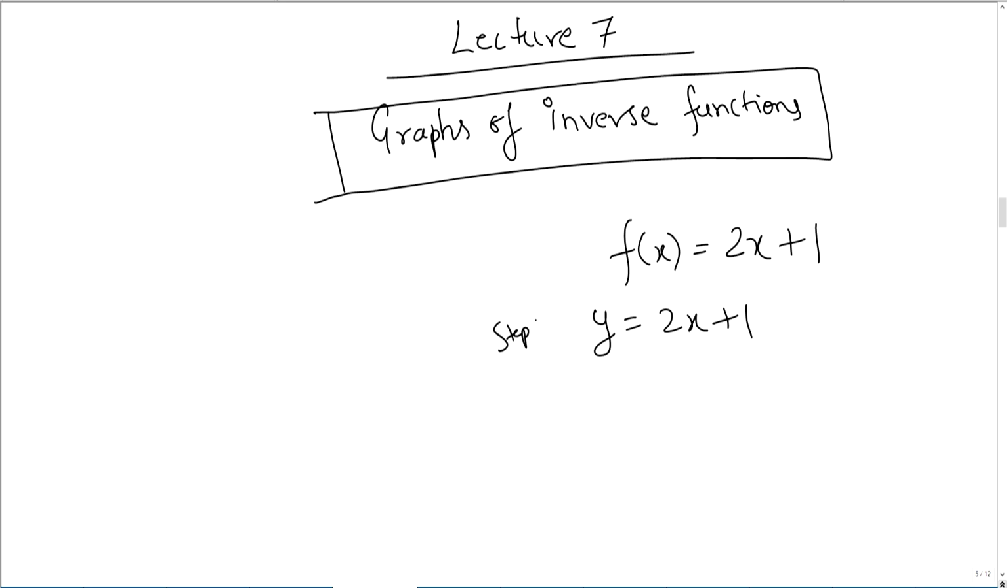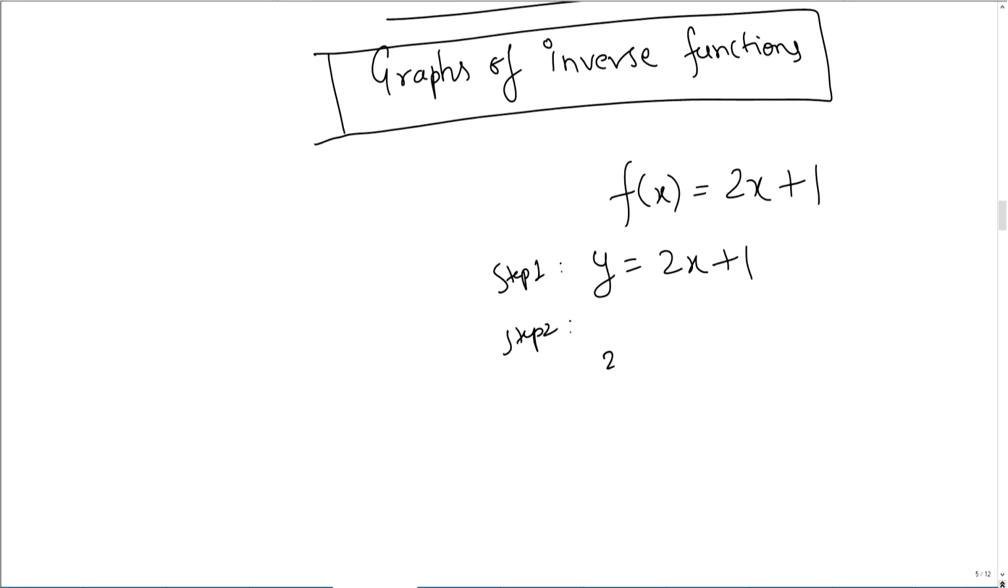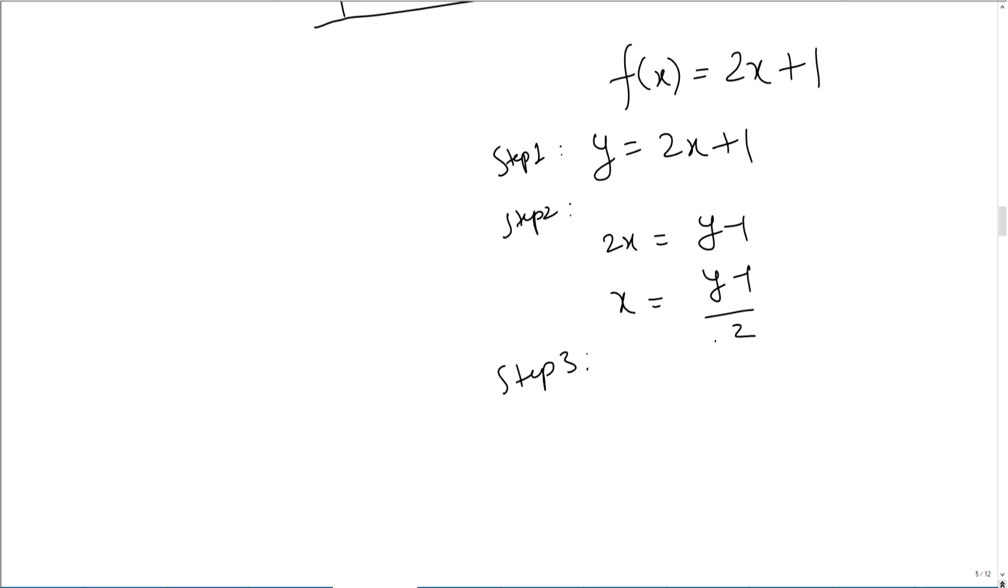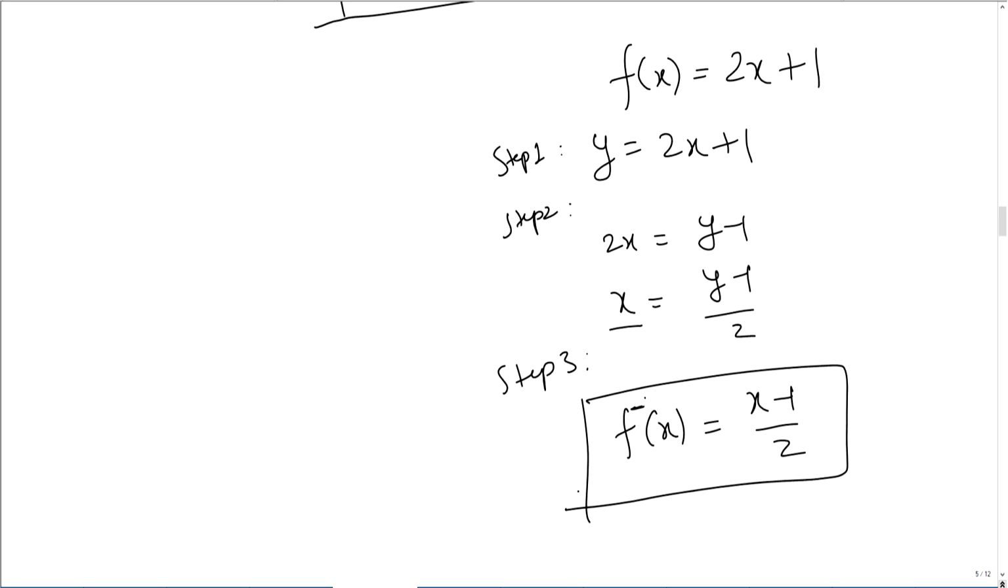Step 1 is done. Step 2, solve this equation for x. How do we do that? 2x equals y minus 1, so x is equal to (y minus 1) by 2. Now in step 3, we just change the variables. The form remains the same, we just change the variables such that this looks like an inverse function. So we replace x by f inverse x and we replace y by x. This is the inverse function of f of x equals 2x plus 1.